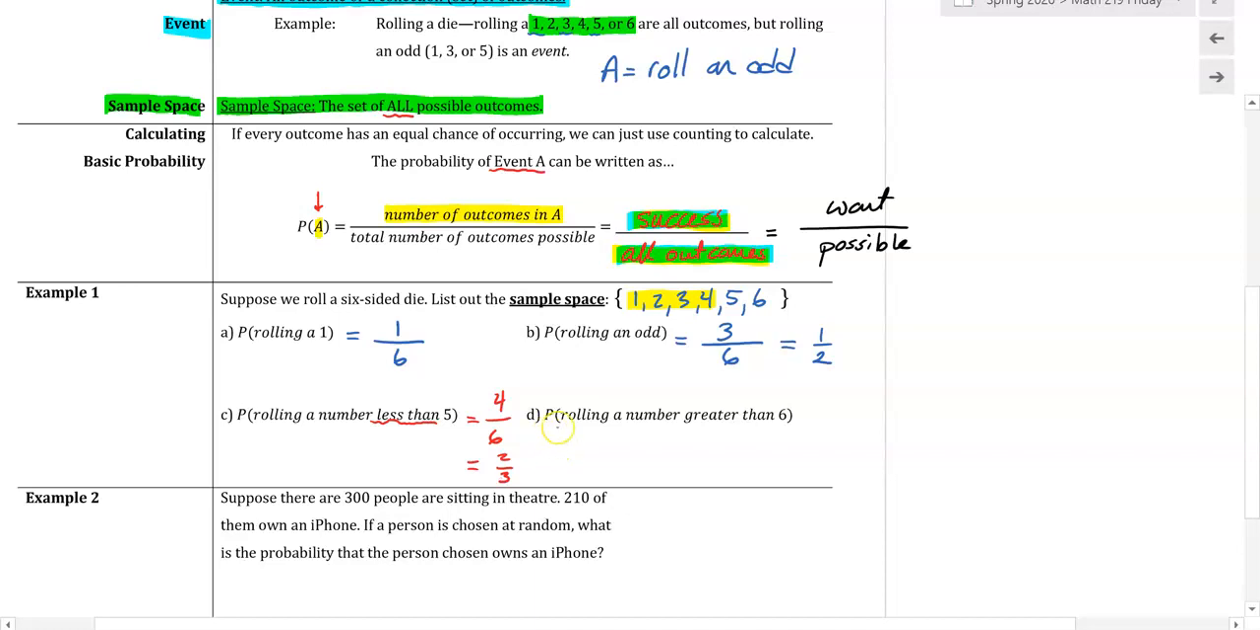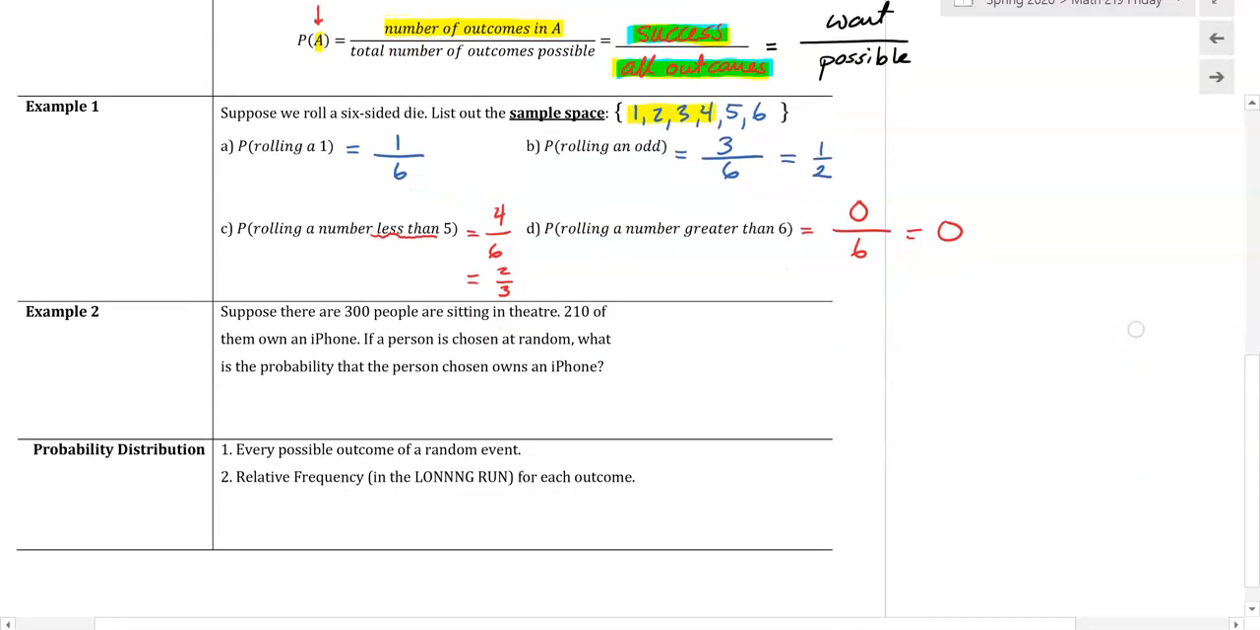And lastly, they say, what is the probability of rolling a number greater than 6? Okay. Looking at my sample space, how many ways are there to succeed at that? How many ways are there to get a number greater than 6? There's no ways to do that, right? There's no numbers in my sample space larger or greater than 6. So that's 0 ways to pull off a win or a success out of 6 possible outcomes. So you have a 0% chance of rolling a number greater than 6.